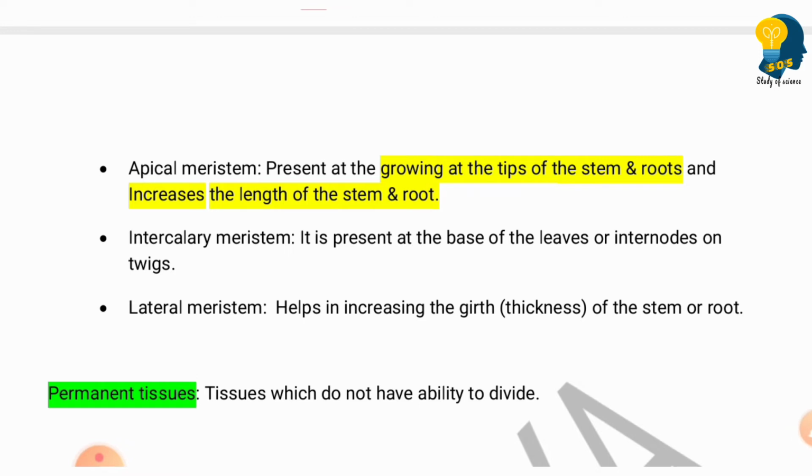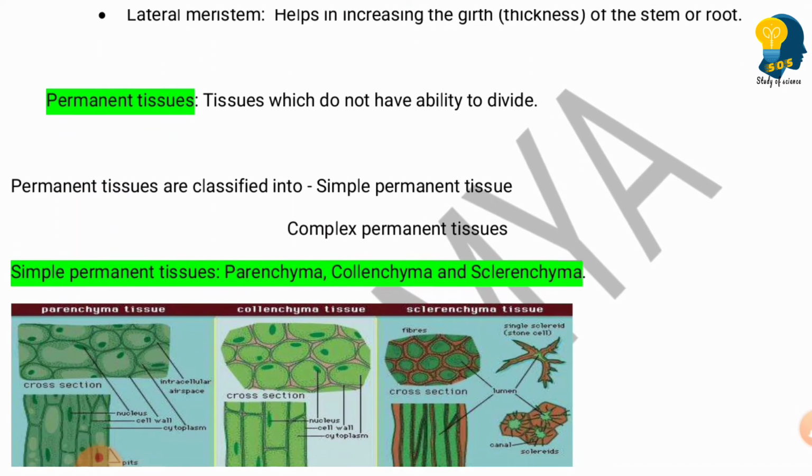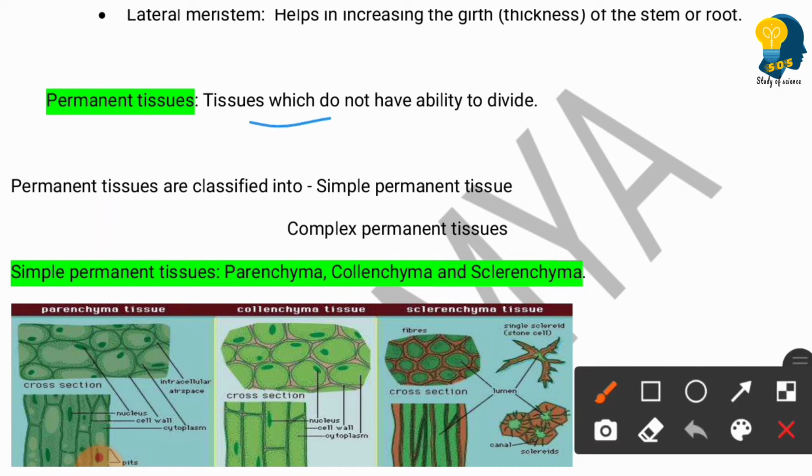Clear? So now let us talk about the next category, that is the permanent tissue. When I talk about the permanent tissues, these are the tissues which do not have the ability to divide. Clear? So these permanent tissues are also further classified into two types. The first one is the simple permanent tissue and the second one is the complex permanent tissue.